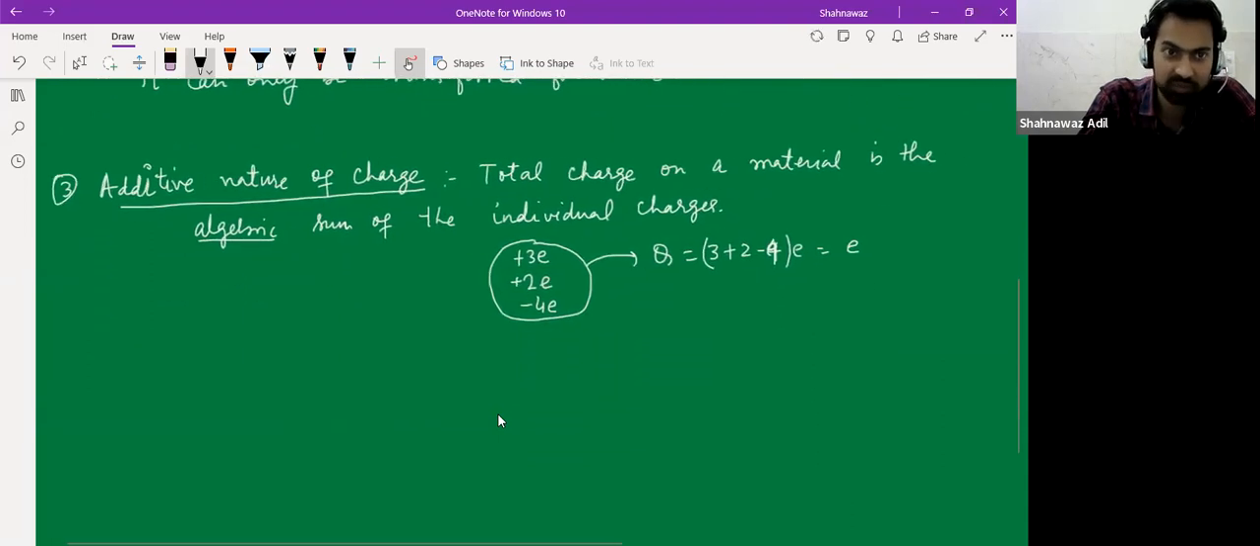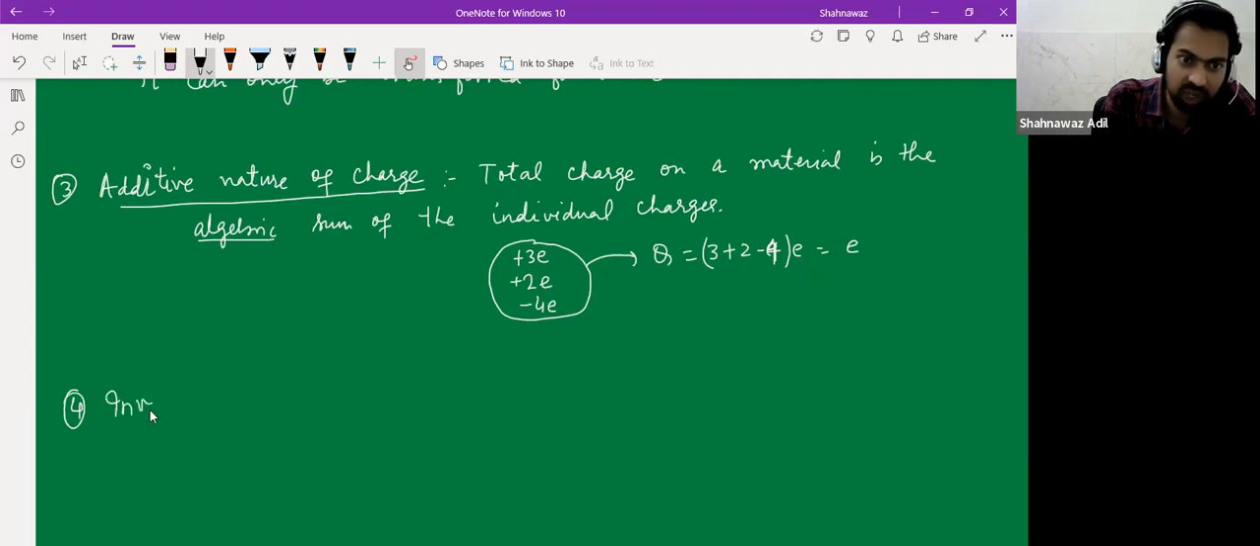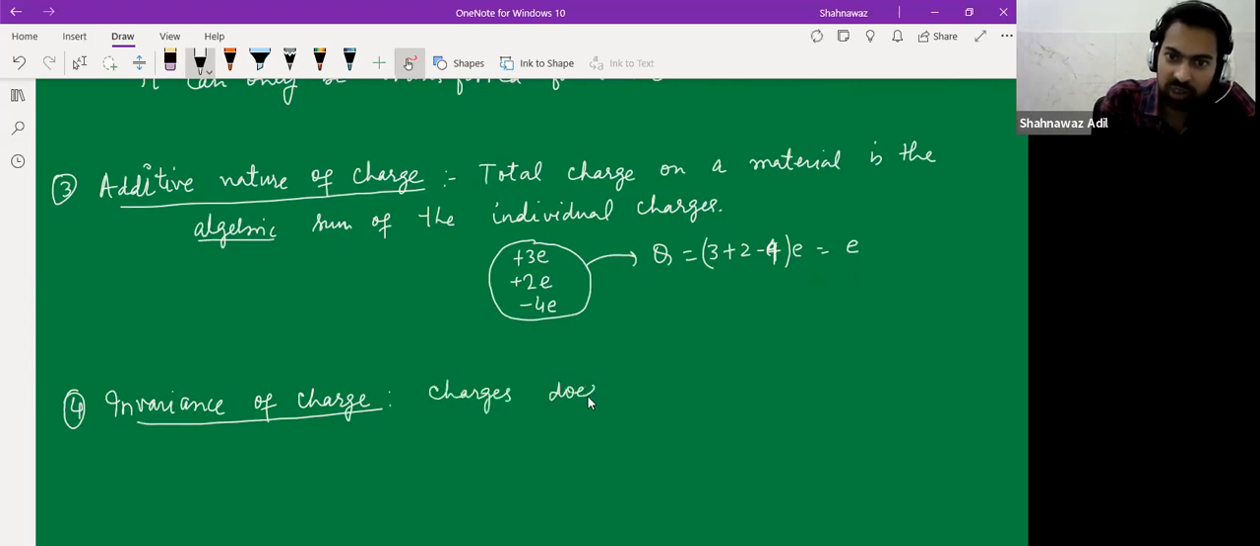And the next thing is the invariance of charges. So this is a very important property. Charges don't depend on the velocity of the system or the frame of reference, right?